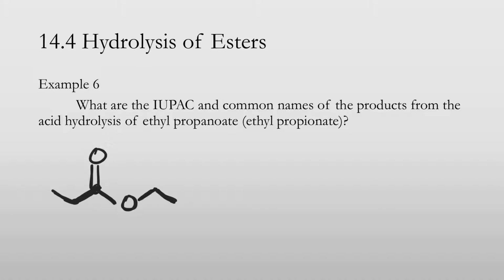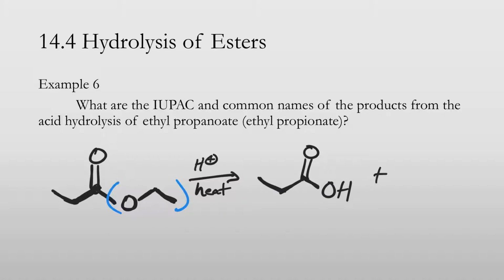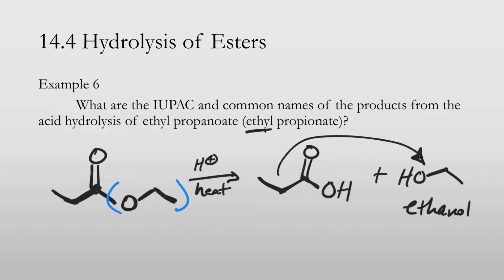And it's going to undergo acidic hydrolysis. All right, so as a result, what we're just going to do is basically kick this off, and we're going to get the carboxylic acid, and we're going to get ethanol. So we go from ethyl to ethanol, and then the compound here is propanoic acid.